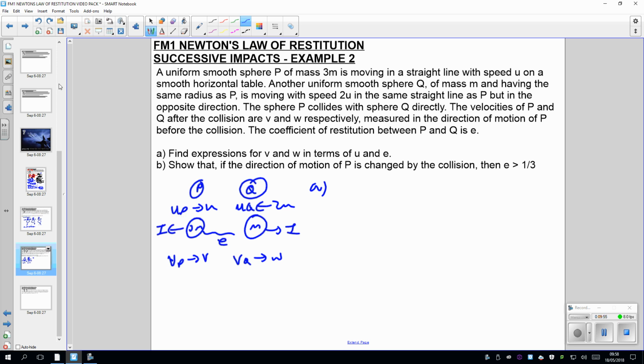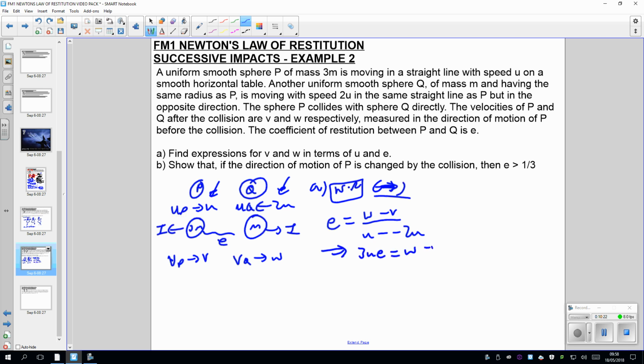So first find v and w, so we're very used to doing this now. So I assume to the right, w must be faster than v, otherwise it's just going to keep hitting it, but be careful here. The fastest in the direction that I've said first. That's this one, u. Take away 2u, but in the opposite direction. So be careful of that. Okay, so we're going to get 3ue timesing up is w take v. So therefore w is 3ue plus v. There we go, first expression.